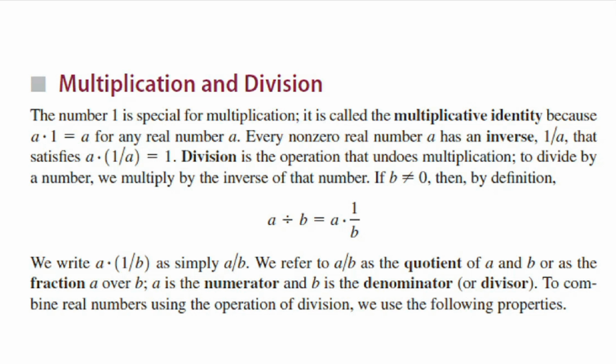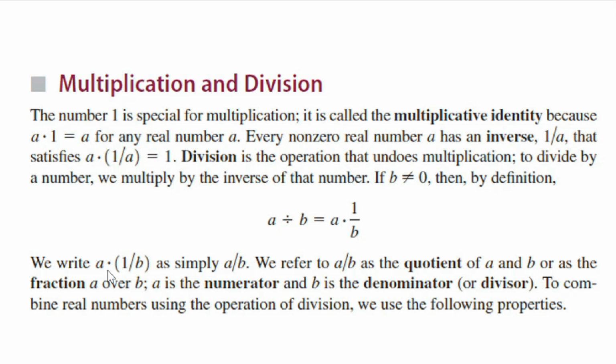If b is not equal to 0, then by definition, a divided by b is equal to a times 1 over b. So we take only the reciprocal of b. So the answer for this would be equal to the expression of a divided by b, or a times 1 over b, that will give us a over b.